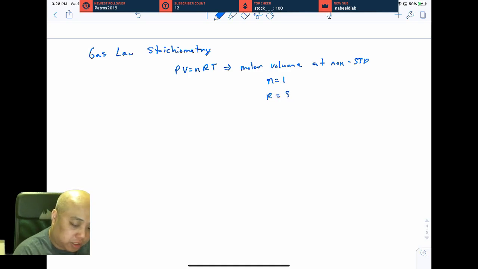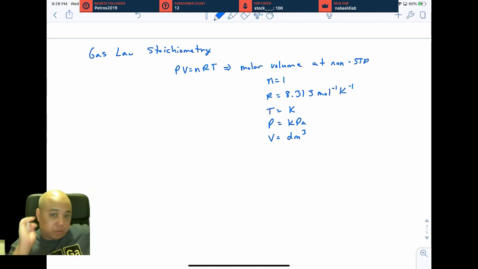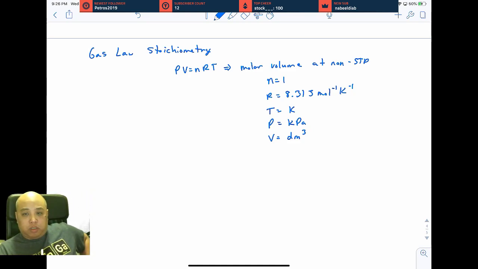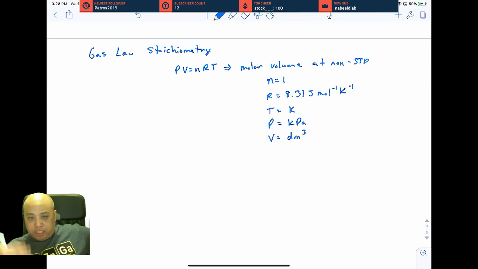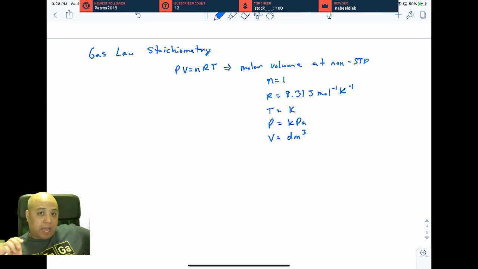Now remember, R is 8.31 joules per mole Kelvin for IB, and then temperature has to be in Kelvin, and pressure has to be in kilopascals, and then therefore the volume will be in decimeters cubed. Okay, and so you may have to use this equation to figure out the molar volume for you to be able to calculate between gases.